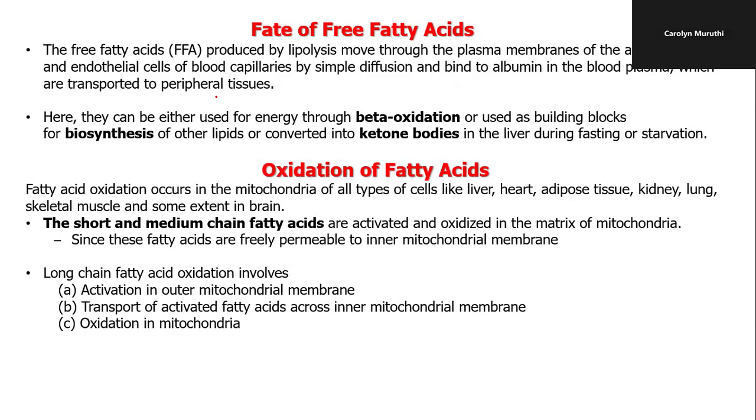And so our interest today is the oxidation of fatty acid, that's the beta oxidation of fatty acid, and it occurs in the mitochondria of all types of cells, including the heart, the adipose tissue, the lungs, and also to some extent in the brain. However, before beta oxidation begins, fatty acid must be activated.